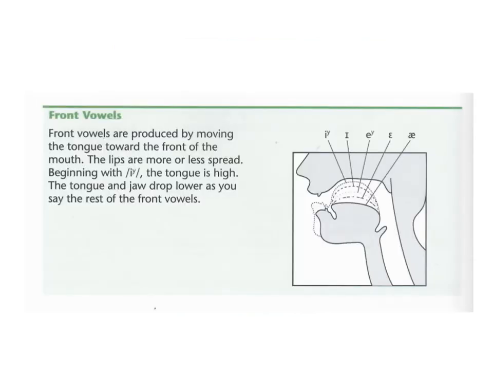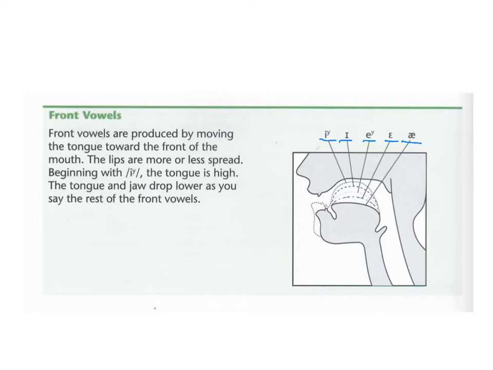We're going to start by talking about the front vowels. The front vowels are E, I, A, E, A. E, I, A, A. Front vowels are produced by moving the tongue toward the front of the mouth. So the tongue will be forward. The lips are more or less spread. So they will maintain a little spread while doing the front vowels.